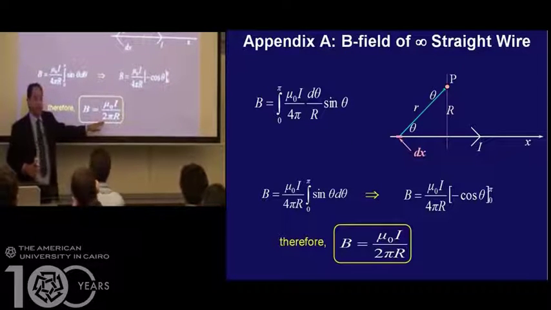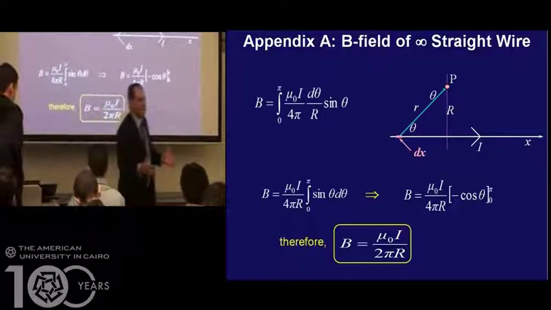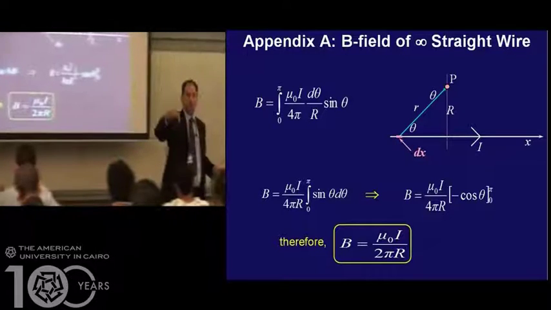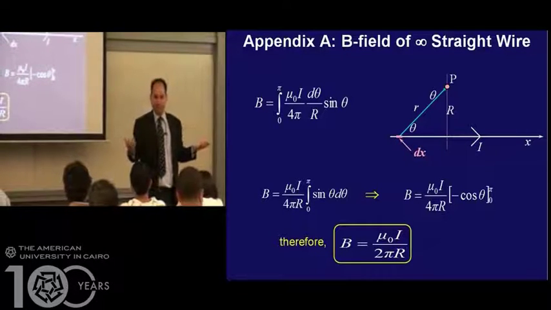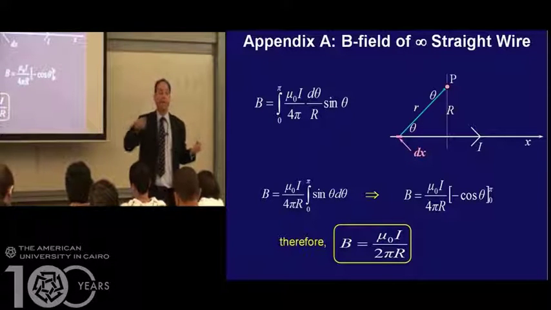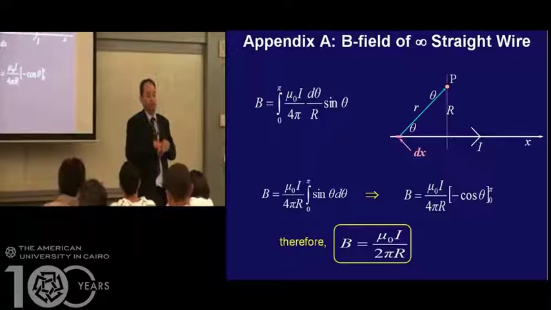Did you see? That was not an easy task today, using the Biot-Savart law to calculate the magnetic field from a straight infinite wire. On Thursday, we'll learn how to do it again using Ampere's law and compare the two methods. Thursday.